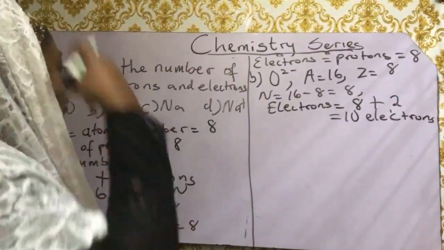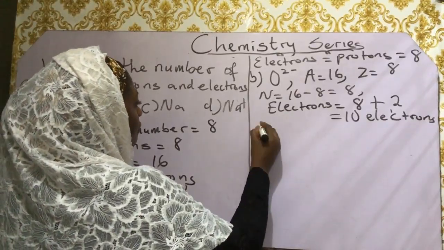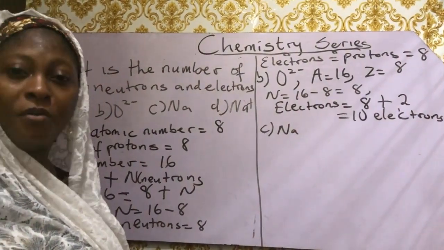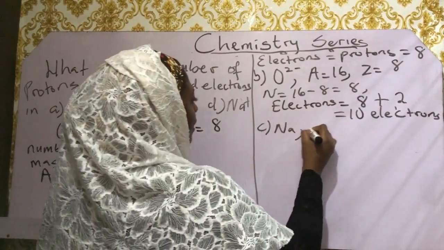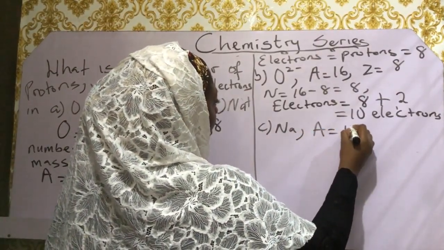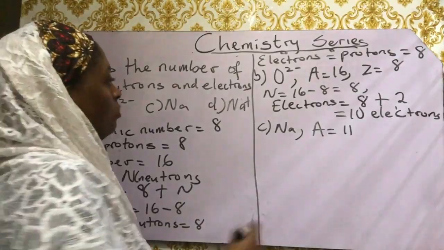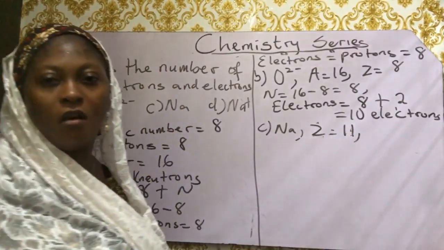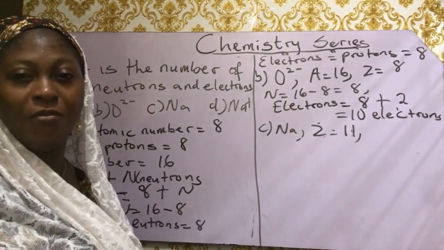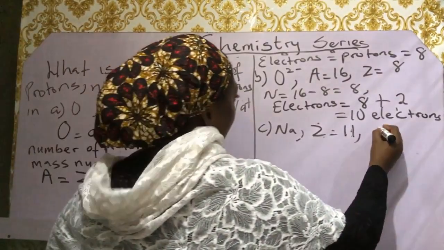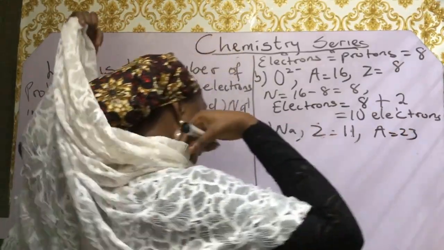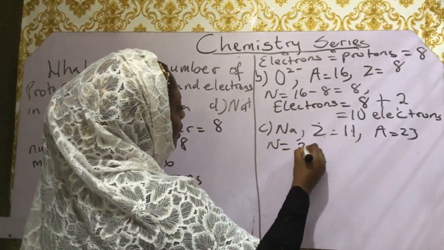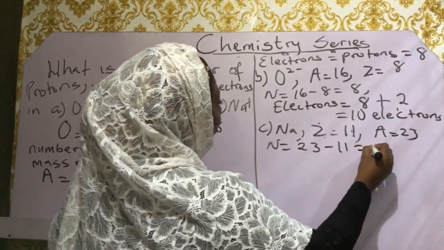Okay, the next one we have is sodium, C. The atomic number of sodium on the periodic table is 11. So Na, Z, not A, Z is 11. The mass number, A, for sodium on the periodic table is 23. So A is equal to 23. So let's try to calculate the number of neutrons. N will be equal to 23 minus 11, which is equal to 12.